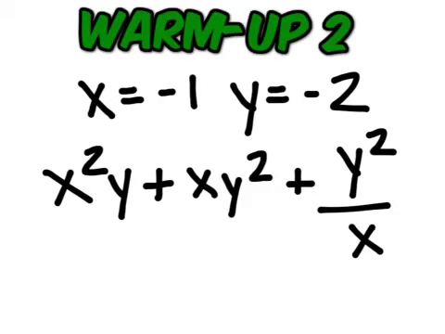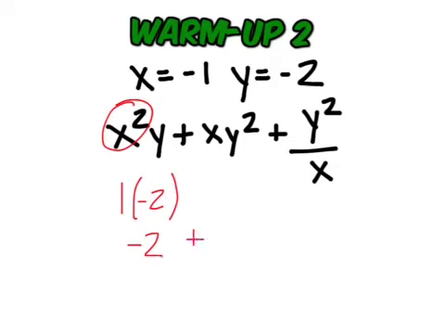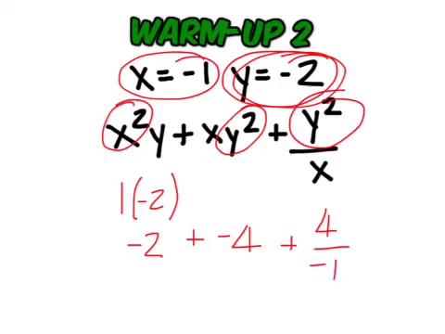Alright, so when you squared this here, did you get a 1? And then times y, you should come up with negative 2 for that part. Alright, so over here, y squared is 4. 4 times a negative 1, negative 4. You had that? And then y squared here is 4 over a negative 1. So that would be a negative 4. So negative 2 minus 4 should be negative 10.